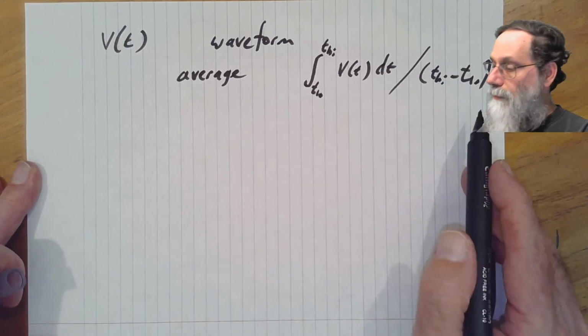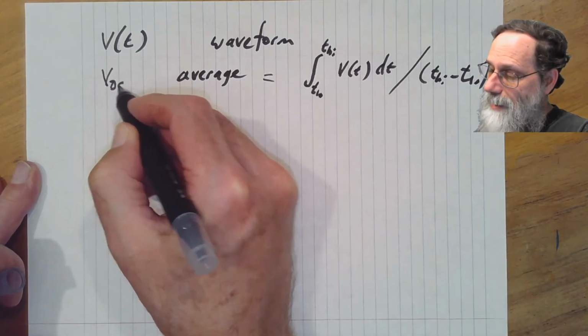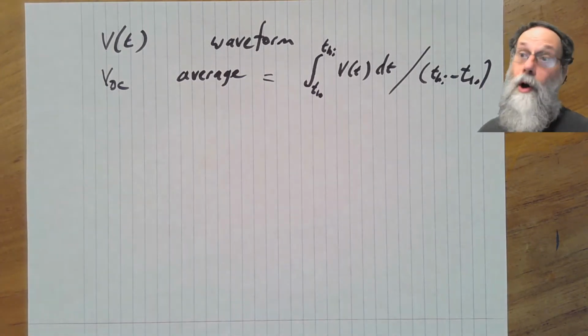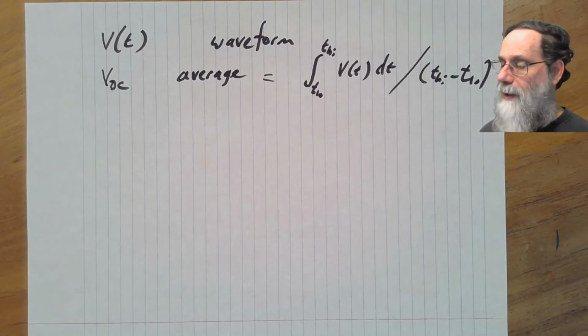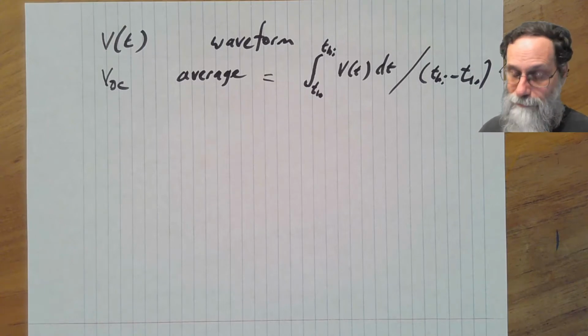So average, that is sometimes referred to as the DC component of the signal. We're throwing away essentially all the information that's there, that's time varying, and just taking what's the average. And because this is a single number now, we can think of it as being like a DC signal.